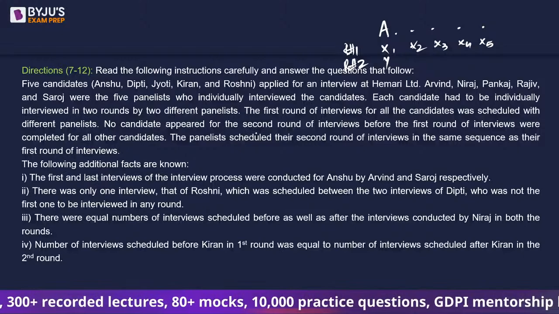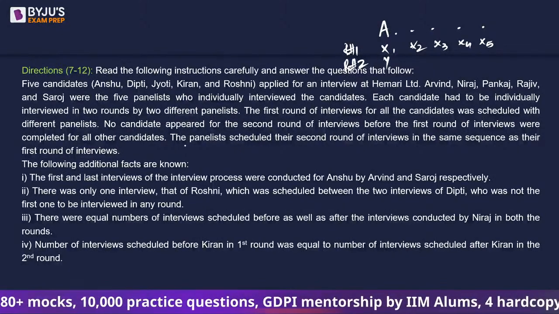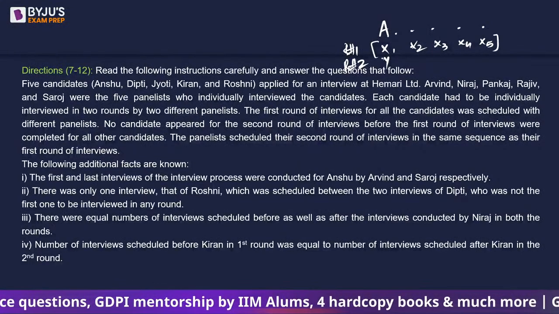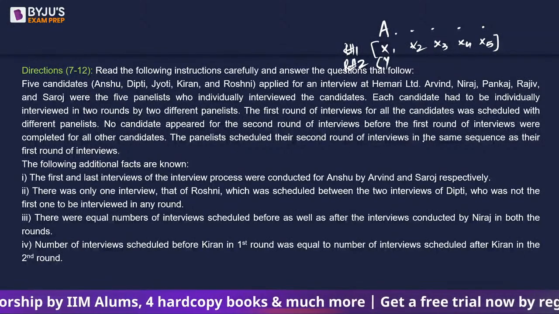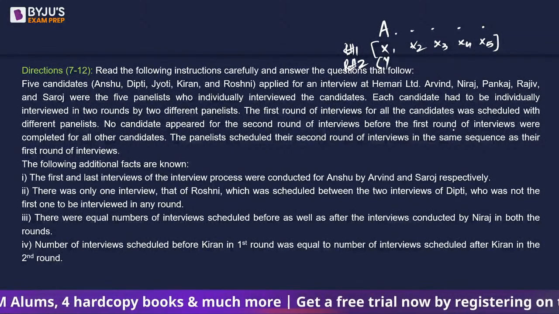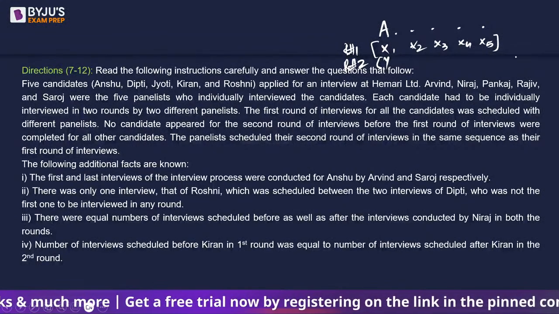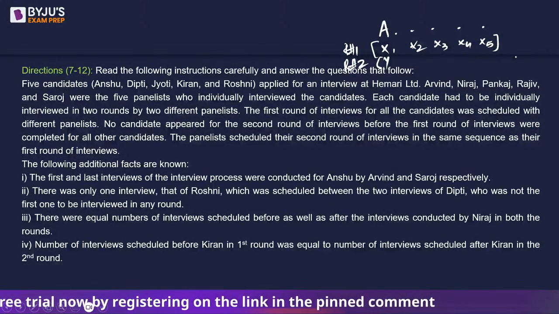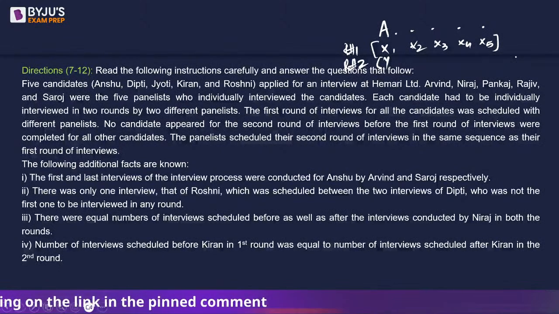No candidate appeared for the second round of interviews before the first round of interviews were completed for all the candidates. So unless and until the first round is complete, the second round will not begin. The panelists scheduled their second round of interviews in the same sequence as the first round. So panelists का sequence भी same था. So should we sort this or arrange this in the order of the candidates or the panelists? Which one is going to be easier?